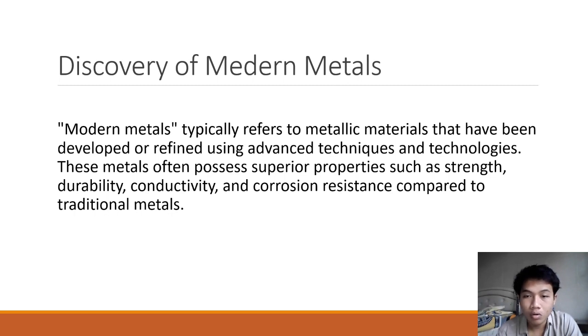Chromium improves the resistance of steel to oxidation and corrosion and is an essential ingredient in stainless steel. Chromium was discovered in 1788 and is used mainly as an alloy addition in steel production.